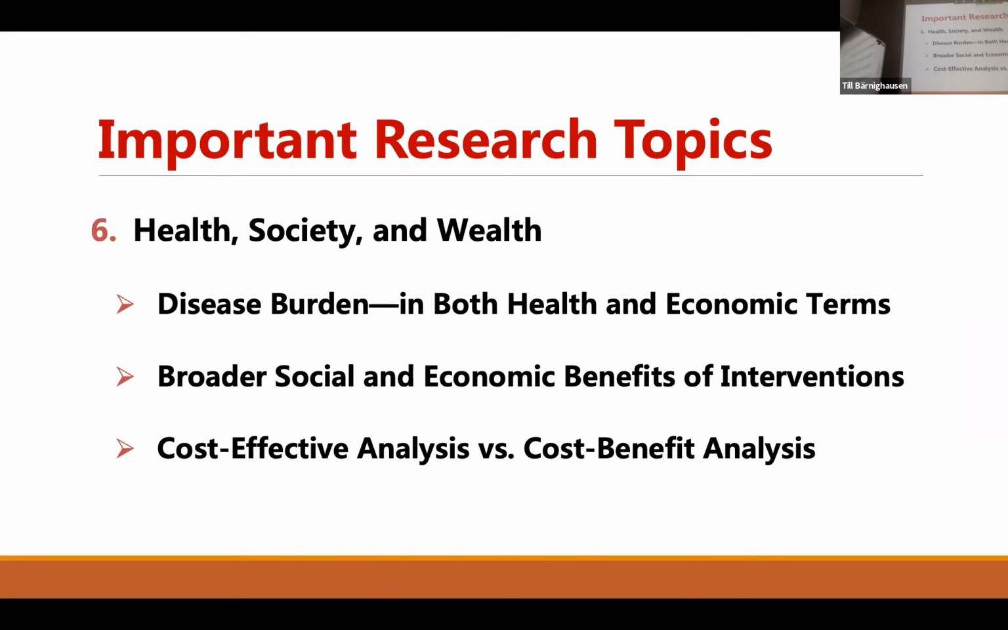And the final research topic that I gave you as an example is health, society, and wealth. Disease burden: we know DALYs, disability adjusted life years, can measure disease burden from the Global Burden of Disease study at IHME. They measure disease burden in health terms. And we know that disease burden can also be measured in economic terms because, for example, the cost of illness approach just aggregates direct cost and indirect cost together.